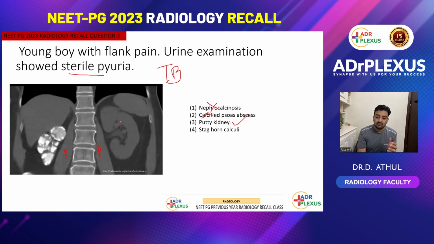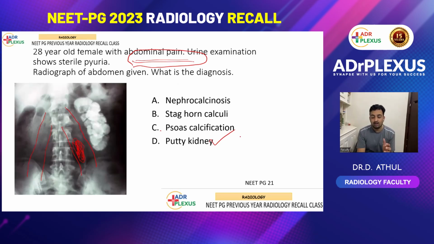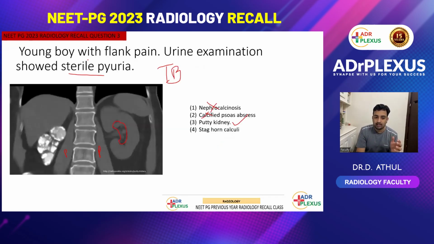We know where there is calcification involving the pelvicalyceal system, that is how staghorn calculus will be seen. This was also discussed in our recall class. So this was again a repeat question that directly came from our recall class. Those who have seen those classes and attended those sessions will find it very easy because all these were repeat questions from previously asked topics. And here the catch point was sterile pyuria, and the image was very classical for tuberculosis and Putty kidney.